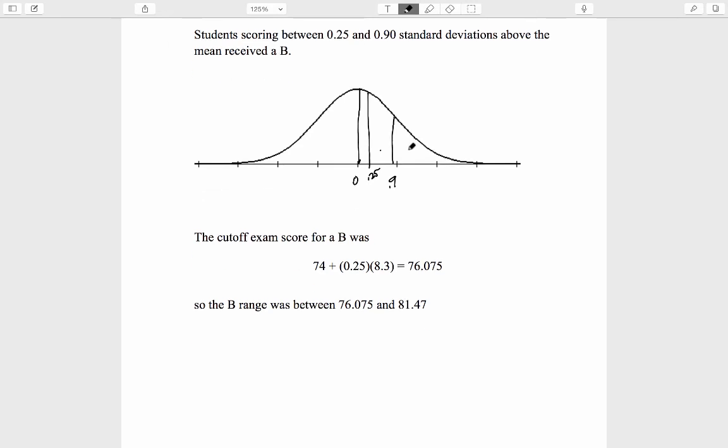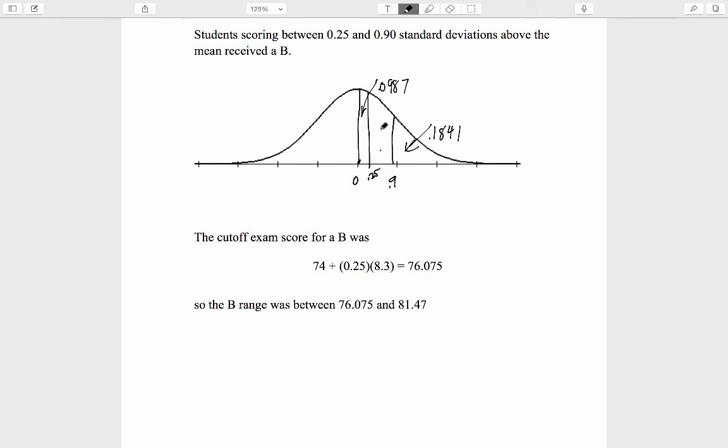What about the percentage of students receiving a B? Now we've already found that 0.1841 is the probability of landing in the A range. When we look up 0.25 in the table, we come up with 0.0987. Now let's think where the 0.0987 lives. That describes the region between 0 and 0.25. So 9.87% of the class scored better than the mean, but they missed the cutoff for a B.